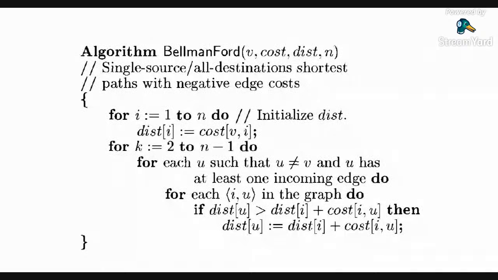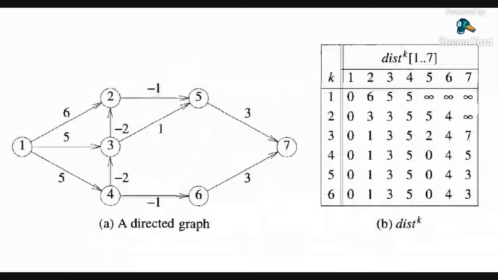Here we can note that it is nothing but the initialization for I is equal to 1 to n. Each dist of I is initialized to cost of V, I. Here you can note we are just considering whether there is a direct edge present from vertex V to vertex I. If it is present, then we are including this in this list. Otherwise, this cost will be infinity and this infinity will be assigned to this. Okay, it is nothing but this first row computation.